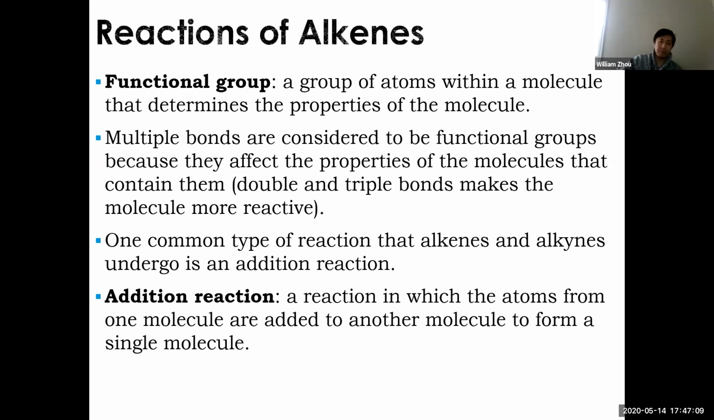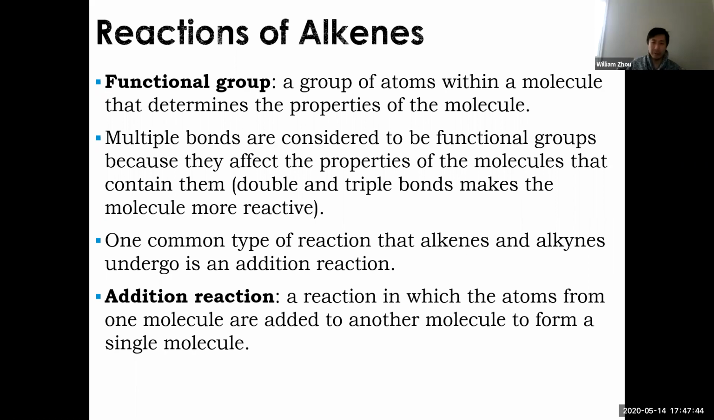So if you change that structure, you give it a special atom, like an oxygen, or have a double bond, then that would define the property of the substance. It will become more reactive. And double bonds or triple bonds are considered to be functional groups because they change the property of the molecule once you get one. And they will react more easily. And one of the most common reactions of alkenes and alkynes would be addition reactions.